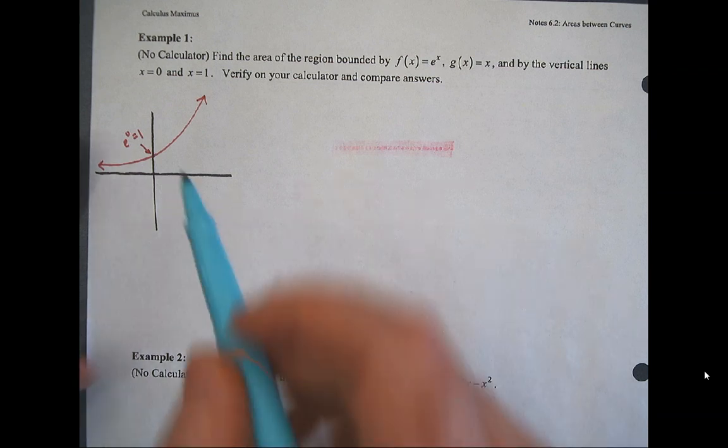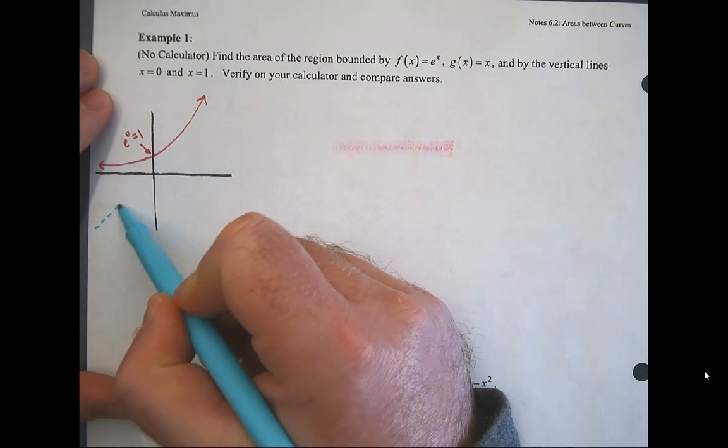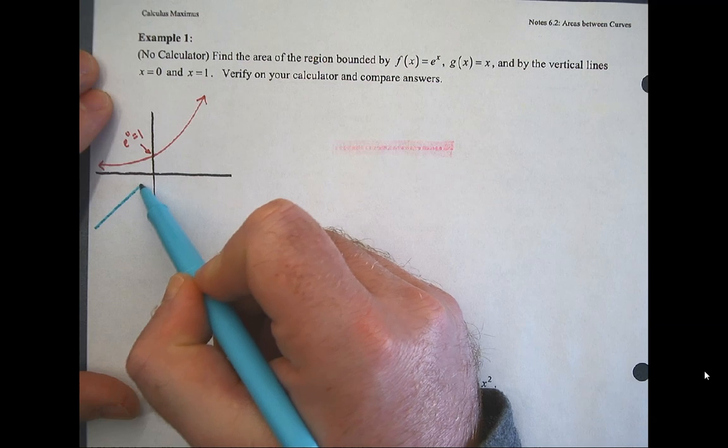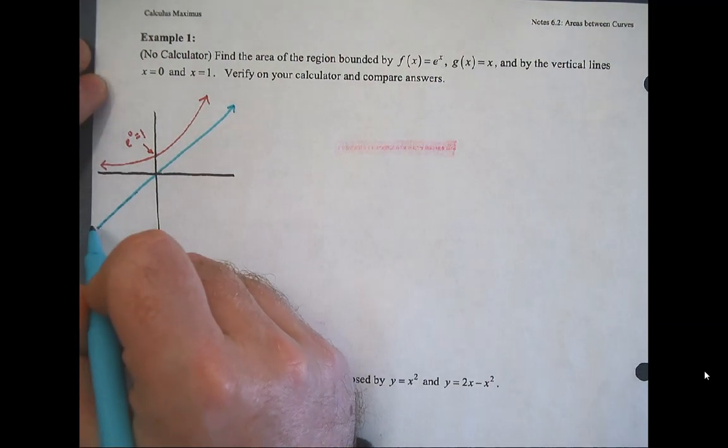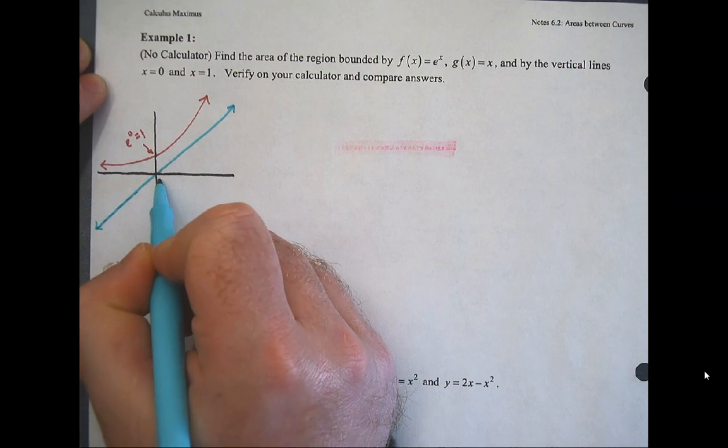Then I'm going to sketch the y equals x curve. Oops, I need to make it dashed. That's the nice 45-degree angle. This is 0, 0.